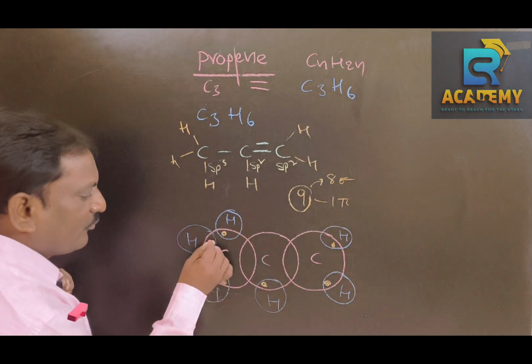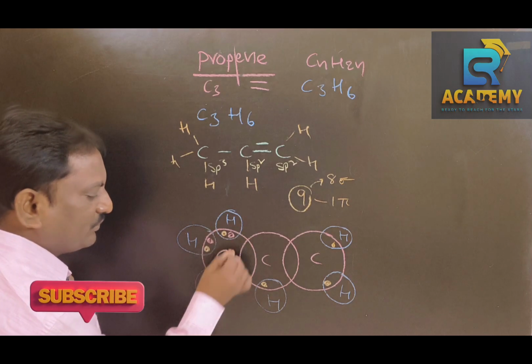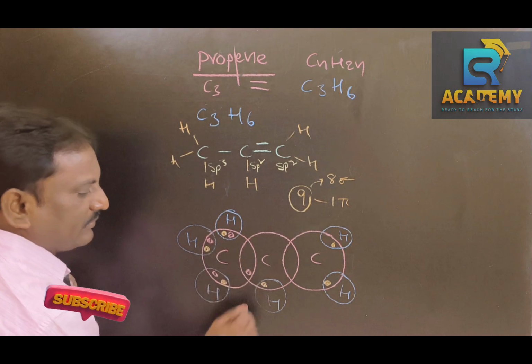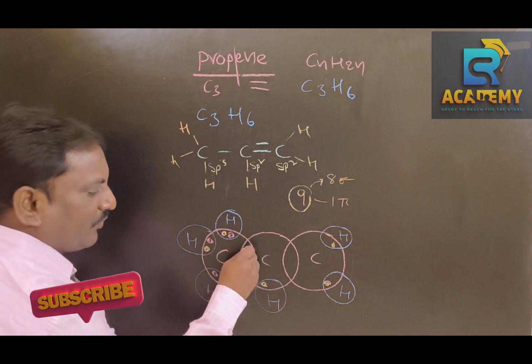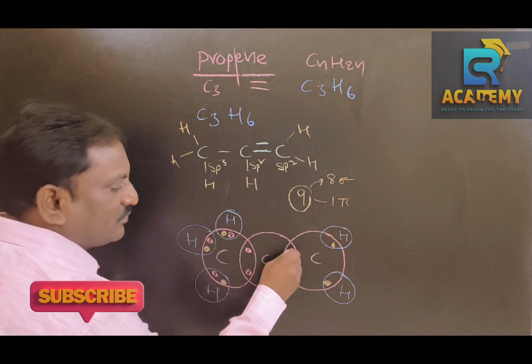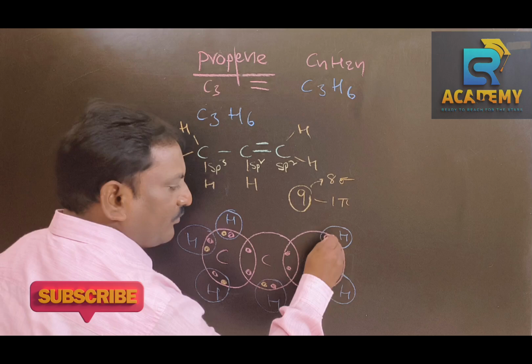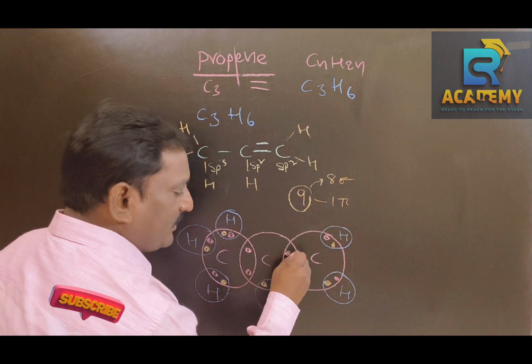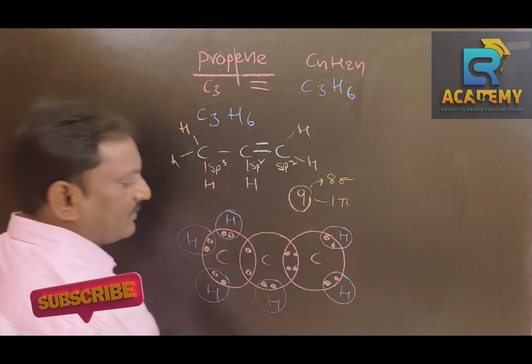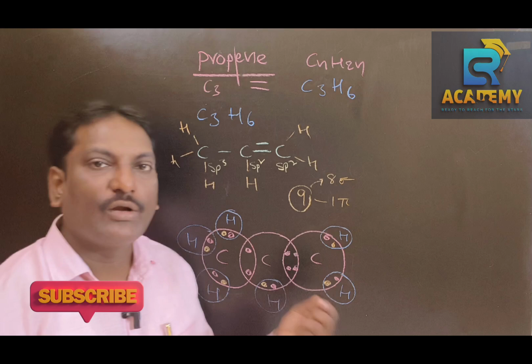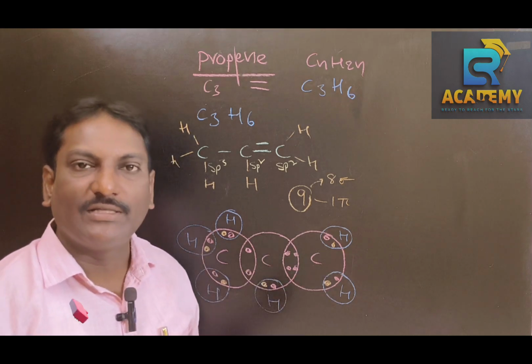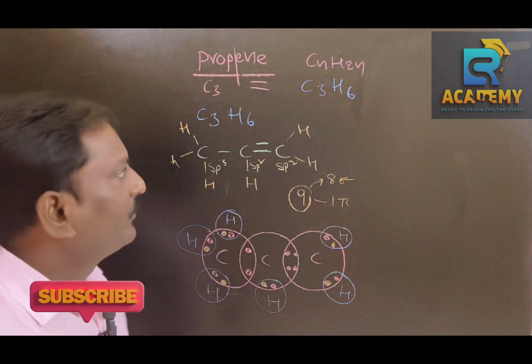Carbon Lewis dot structure, 4 unpaired electrons: 1, 2, 3, 4. This carbon atom 1, 2. The remaining 2 must be placed here. This carbon atom 1, 2. The remaining 2 must be placed here. This is the electron dot structure or Lewis dot structure of propene.